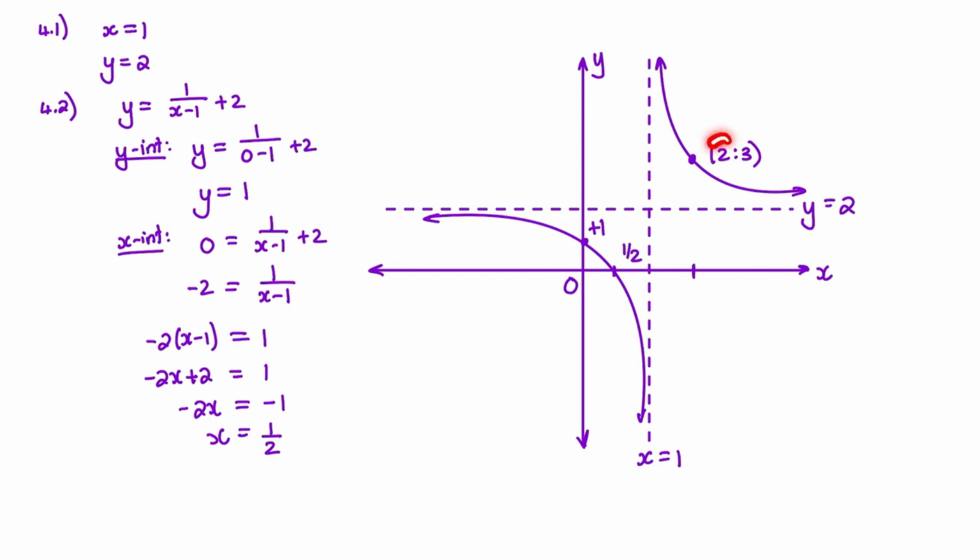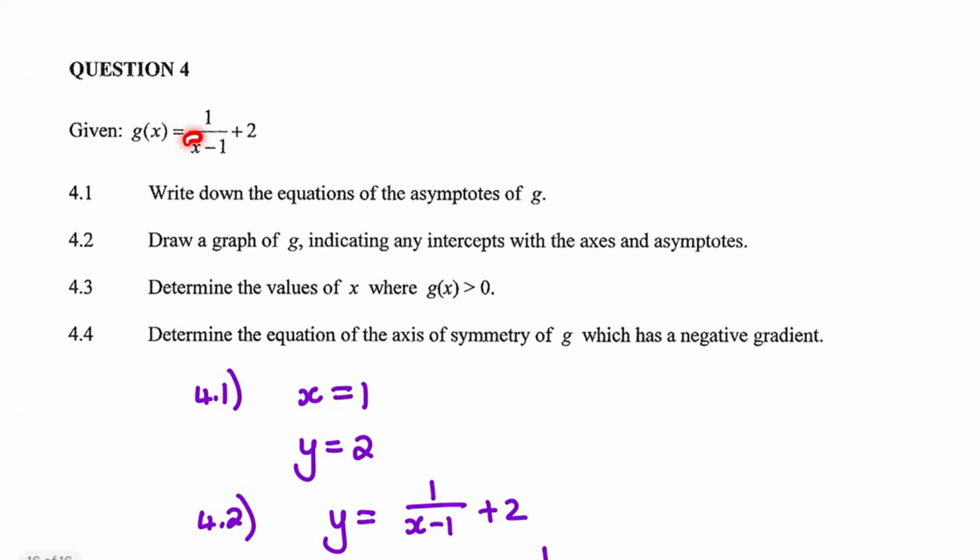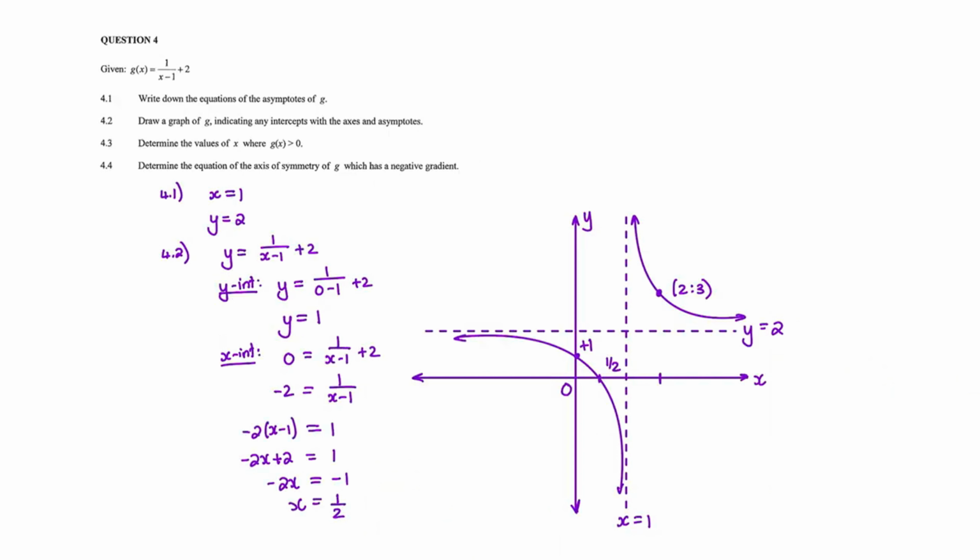So when x is equal to 2, y would be equal to 3. And all that I'm doing is I'm replacing this x with a 2 to get our y coordinate. So notice at 4.2, I have the y-intercept, the x-intercept, I have the asymptotes, and I have the curves in its right position with one reference point.